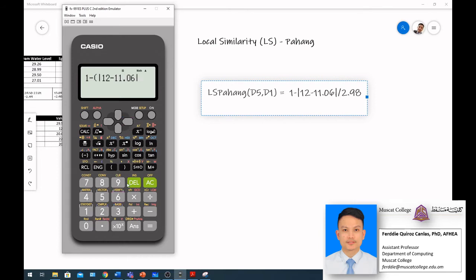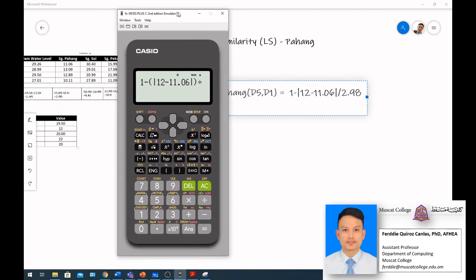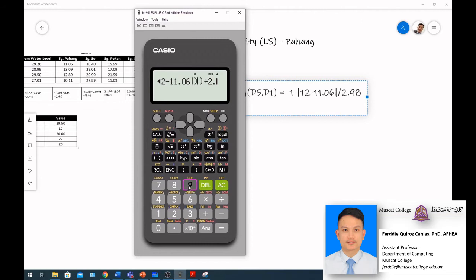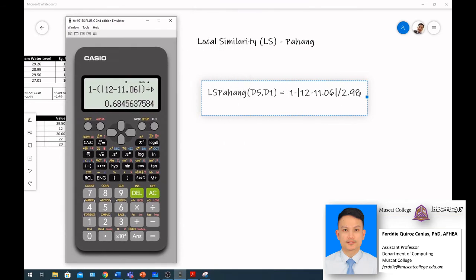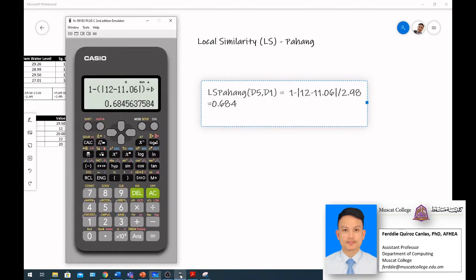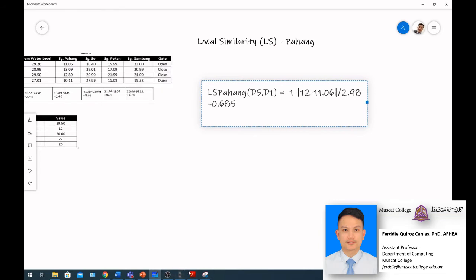Doctor, for the first one, it equals 68.4%. Give me the decimal value, please. 0.684. Round off, 0.685, or this is 68.5%. Very good.